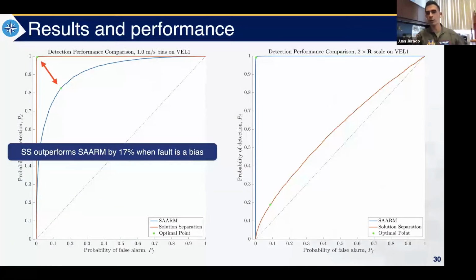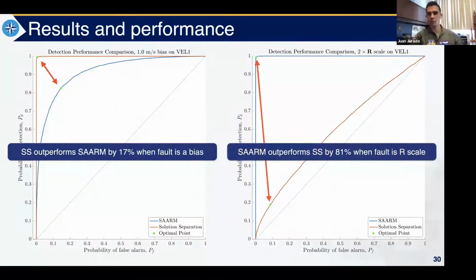But then when we switch the fault to a different type of fault, which is mostly involving extra noise, but zero mean noise, then SARM actually outperforms solution separation by 81%, again, at the Neyman-Pearson optimal detection point. So even though we recognize that solution separation is still one of the most applicable methods to use when you have a nicely stated probability of misdetect, a nicely stated fault, which is a bias.